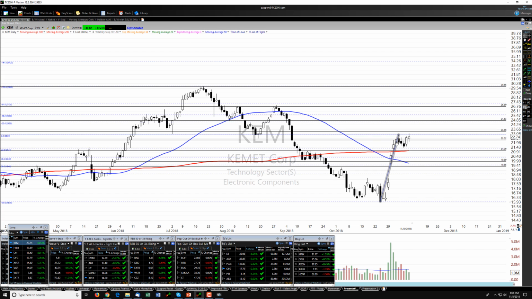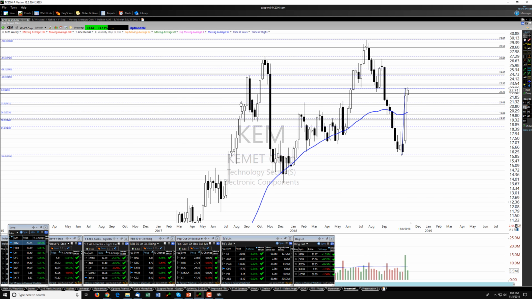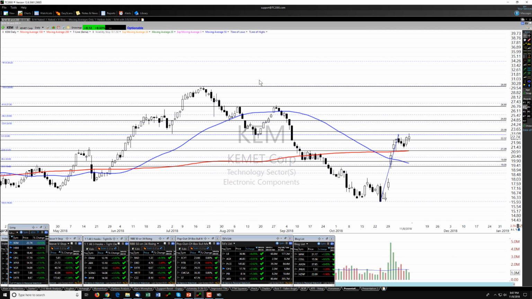KEM, Comet Corp. I don't know what they do in technology, but they're putting in a J hook here. By the way, I've already vetted these. None of these have earnings for the next 3 weeks or so. Putting in a J hook, looking to move further, and you can see potential places where we've got resistance above. That's basically what I've picked out here. I use weekly to assign my support and resistance levels. That's a pretty decent one.